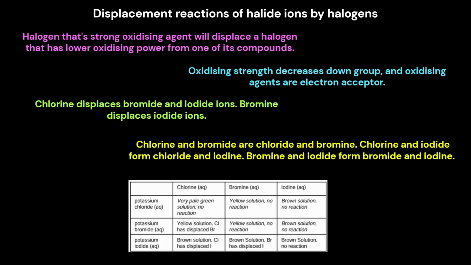Displacement reactions of halide ions by halogens. A halogen that's a strong oxidizing agent will displace a halogen that has lower oxidizing power from one of its compounds. Oxidizing strength decreases down the group, and oxidizing agents are electron acceptors. Chlorine displaces bromide and iodide ions. Bromine displaces iodide ions. Chlorine and bromide form chloride and bromine. Chlorine and iodide form chloride and iodine. Bromine and iodide form bromide and iodine.